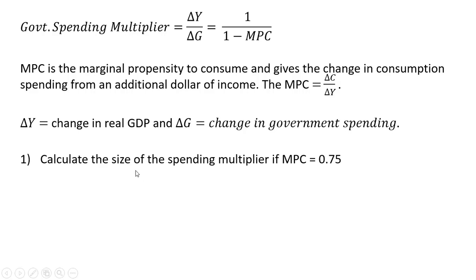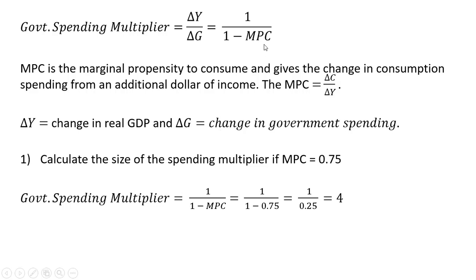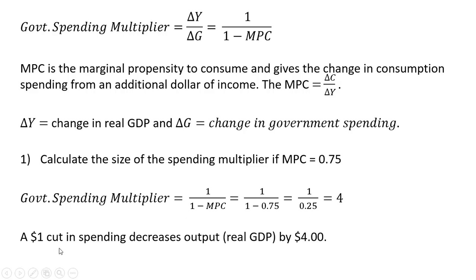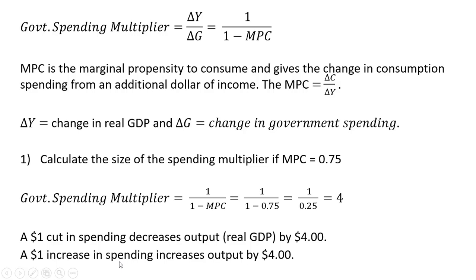So let's do a problem. Let's first calculate the size of the government spending multiplier if the MPC equals 0.75. Plugging that 0.75 into our formula, we're going to get 1 divided by 0.25, and that just equals 4. To interpret that result, a $1 cut in spending would decrease output or real GDP by $4, or a $1 increase in government spending increases output by $4.